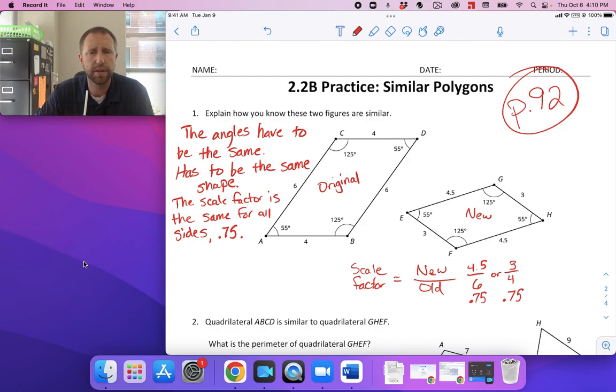So the scale factor to go from that original shape to the smaller shape is 0.75, which makes sense. Remember, if a scale factor is less than 1, that makes the shape smaller, okay?